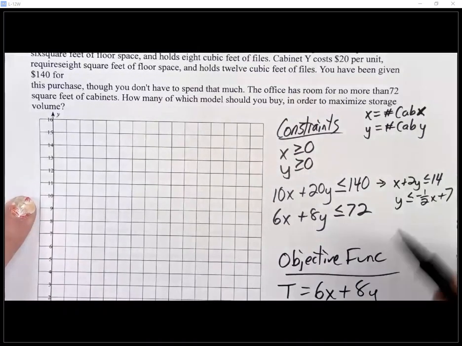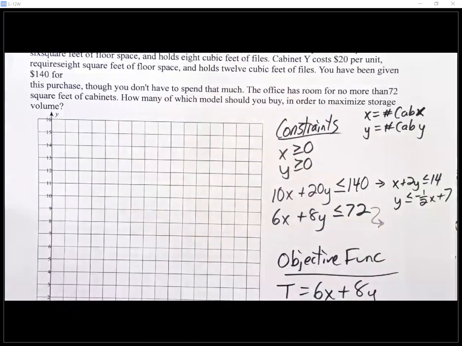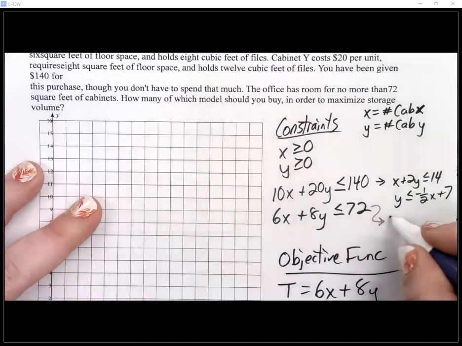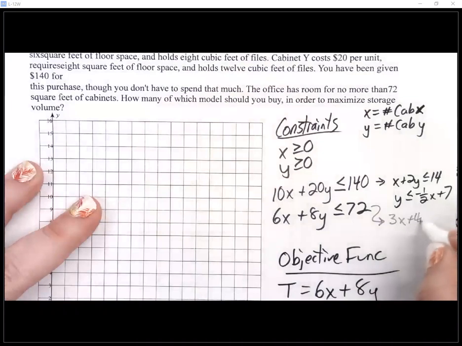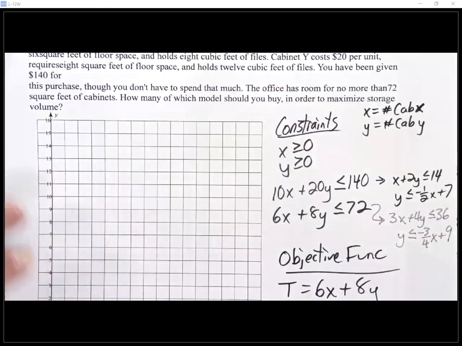And then this one, let's switch to purple. I can't divide by 6, but I can divide by 2. So that's 3x plus 4y equals 36. So minus 3x and divide by 4. Negative 3/4 x plus 9. Okay, there's those two, and then I just graph them. For the first one, I'm going to start at 7, and we're going down 1/2.